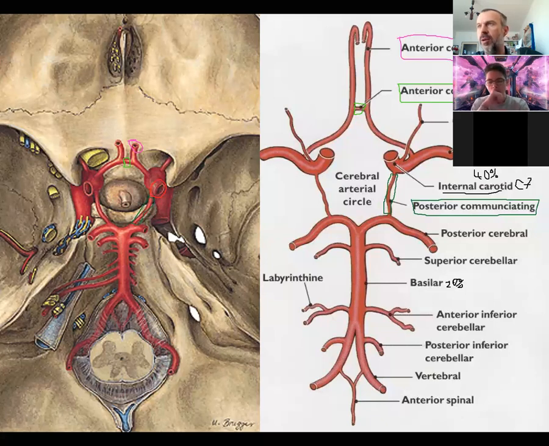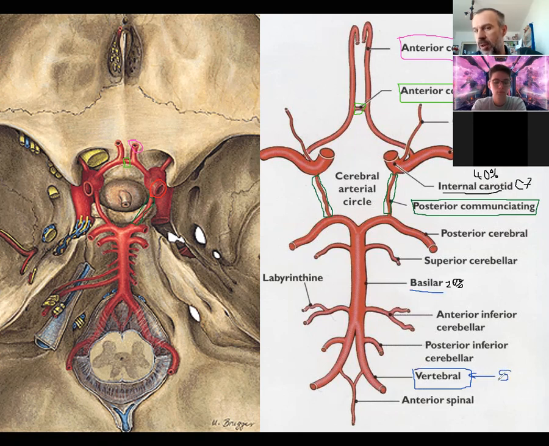As you can see, the anterior communicating branch connects the left and right internal carotid artery system. And the posterior communicating branch, which is paired, connects the left or right internal carotid system with the system of the basilar artery. Where does the basilar artery come from? Vertebral. And the vertebral comes from subclavian.